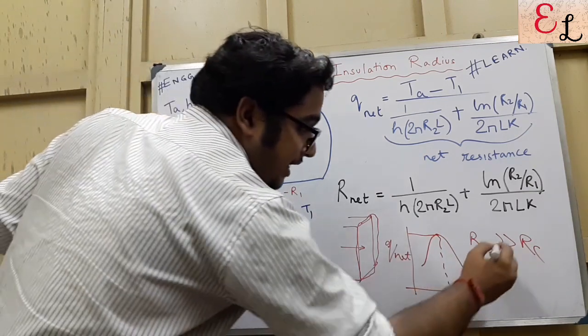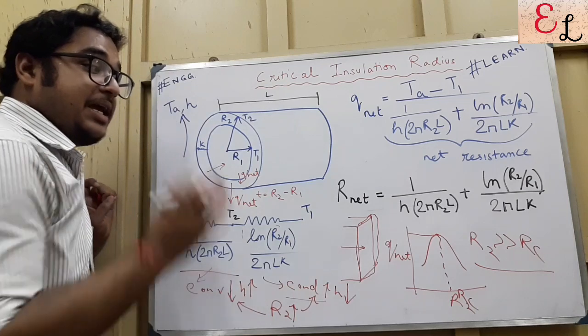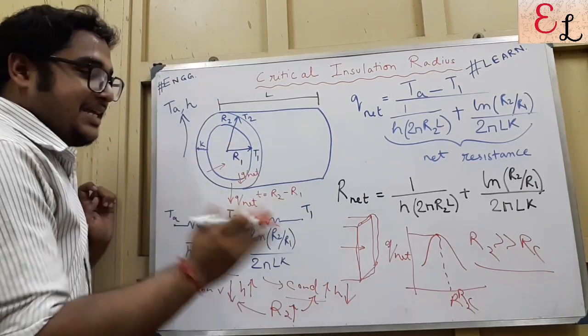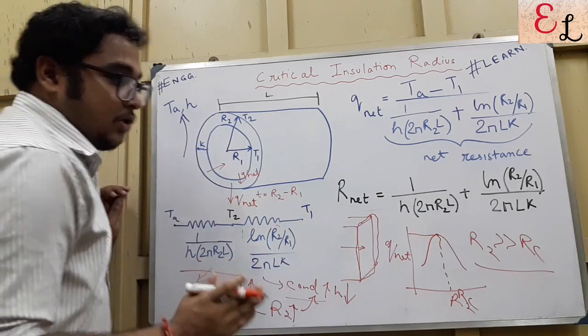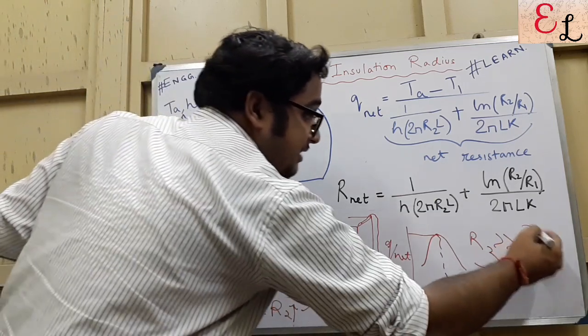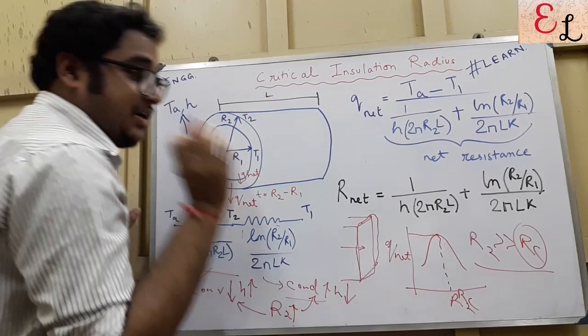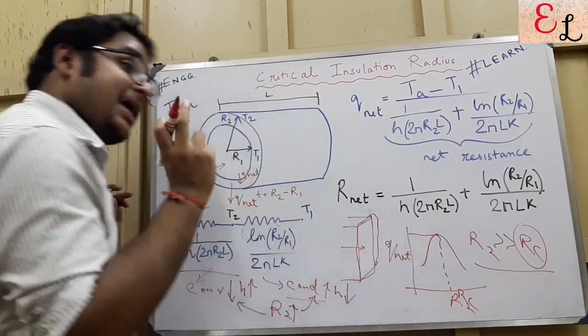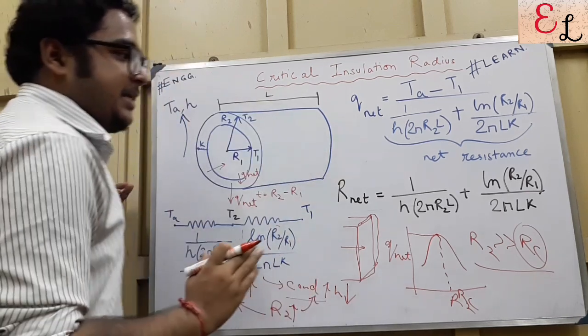So we need to keep this R2 much greater than RC to maintain an insulation such that there will be no excess heat loss to the atmosphere. So we need to understand what RC is. This is nothing but the critical insulation radius at which the heat loss is maximum, and after that it decreases.